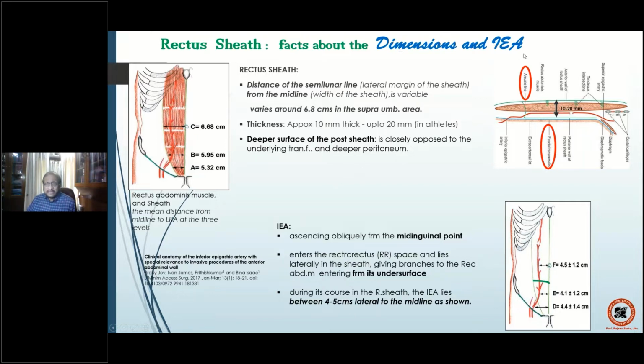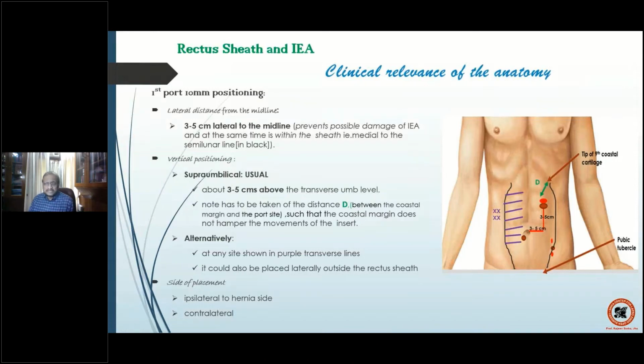The other thing about the rectus sheath is the content of the rectus sheath, and that is the inferior epigastric artery, arising from the mid-inguinal point and then obliquely climbing up and over the arcuate line, entering into the rectus sheath more towards the lateral part. During its course inside the rectus sheath, it is about 4 to 5 centimeters from the midline. And number two, it is closely associated or stuck to the undersurface of the rectus abdominis muscle. Now, armed with these two facts, the first port is then positioned.